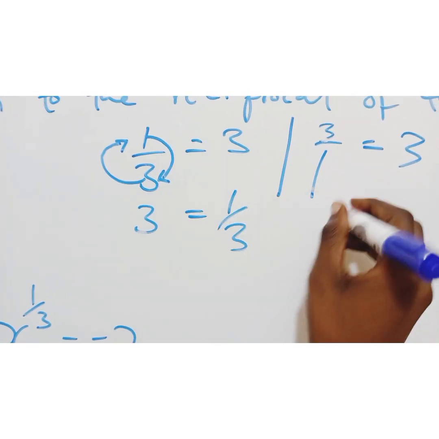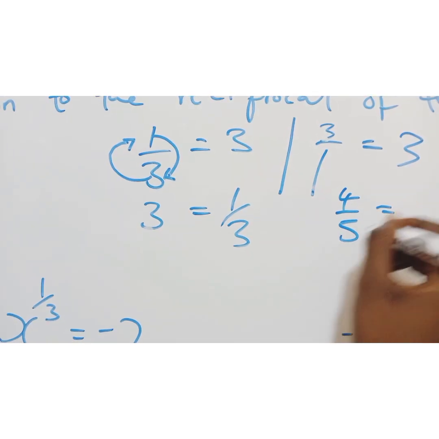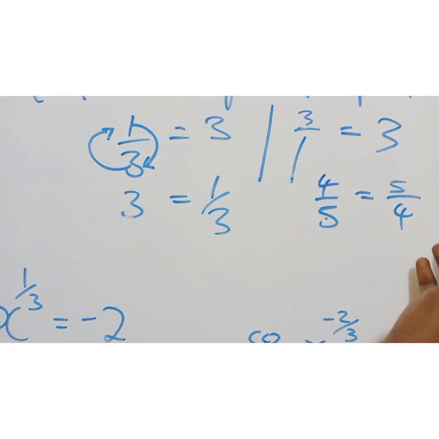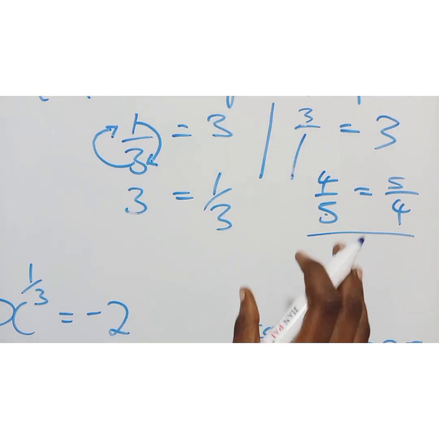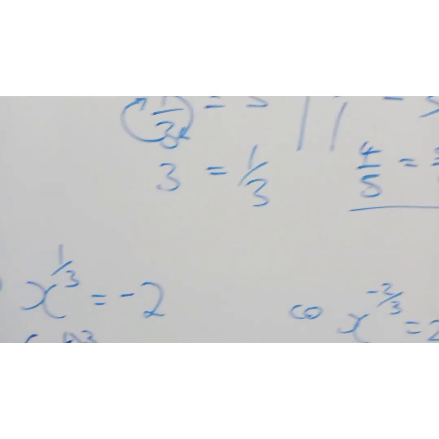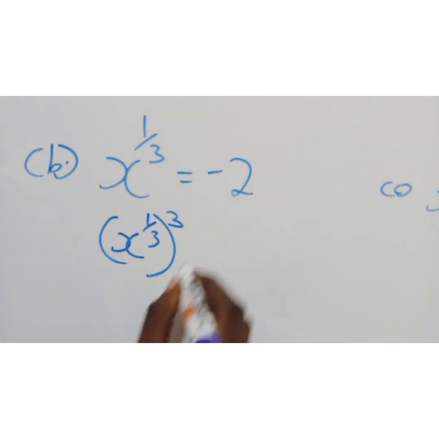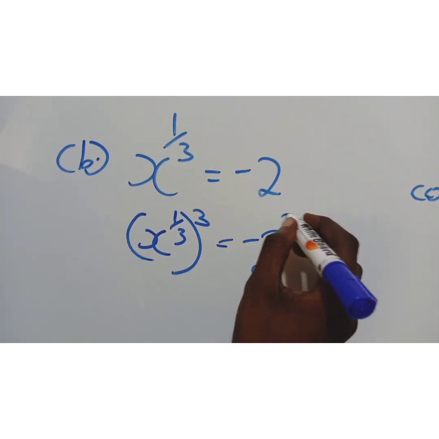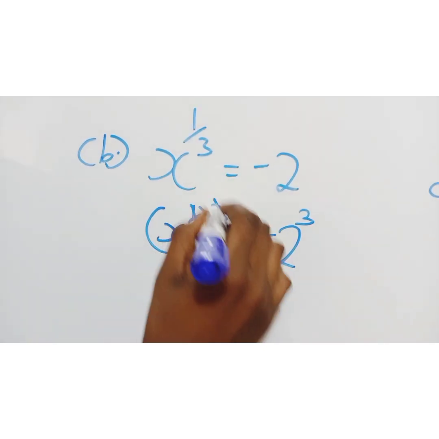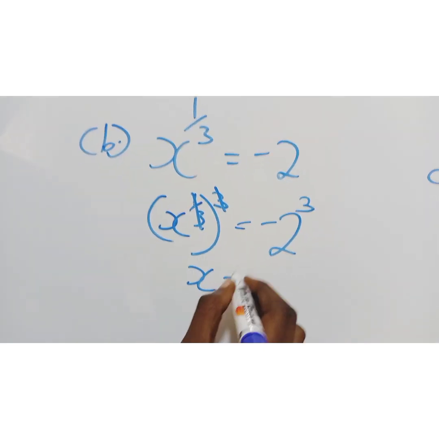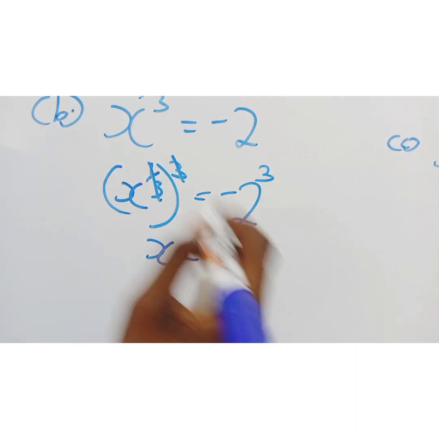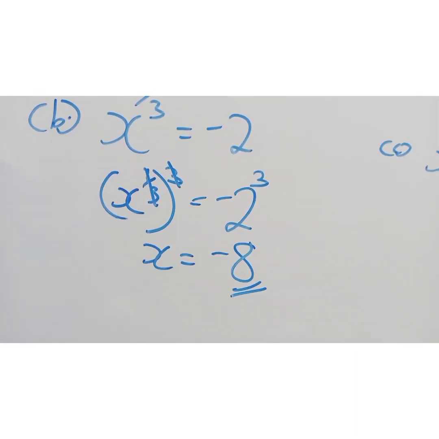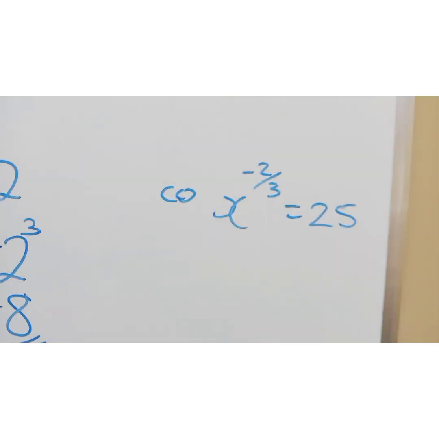Yeah? So if it's 4 over 5, this 5 goes up, which is 5, and this 4 goes down, it's 4. Simple as this. This is about reciprocating. Yeah? Now that you're with me, so you have negative 2. I said we put the reciprocal here, which is 3. So this will cancel with that. So x is equals to negative 2 to the power 3. We found this. So this is negative 8. Yeah? Simple as that.